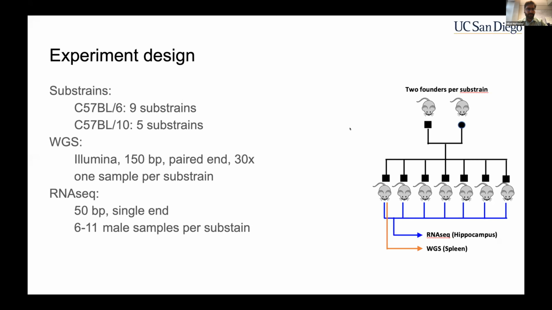And the whole genome sequencing was derived from a spleen from the founders. We got high coverage paired-end reads, 150 base pairs, from one sample per substrain. And the RNA-seq was derived from hippocampus, as I mentioned. The data is 50 base pair single-end reads from 6 to 11 male samples per substrain.